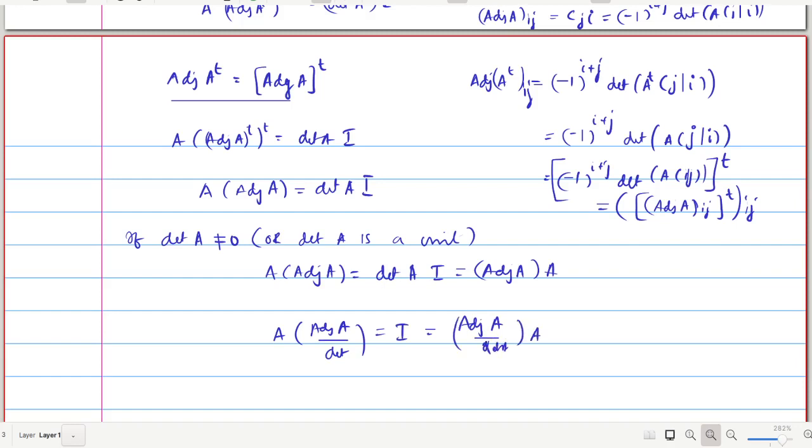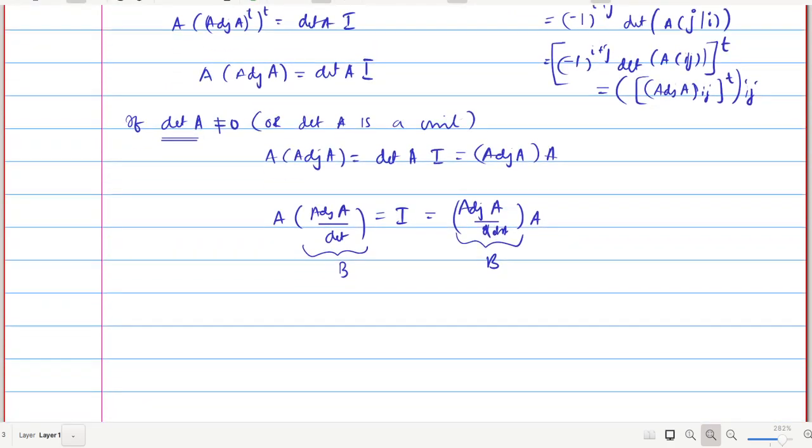So this gives a matrix B with the property that AB is equal to I, which is equal to BA. This means that whenever det A is invertible, that is, det A is an invertible element of the ring, then the matrix is itself invertible. This is the interesting characterization. Whenever det A is invertible, you can write one interesting implication: det A is not equal to 0, so A is invertible. But the converse is very trivial.